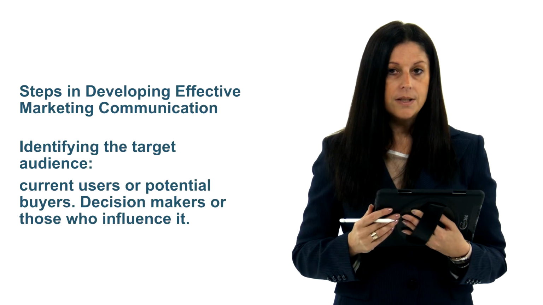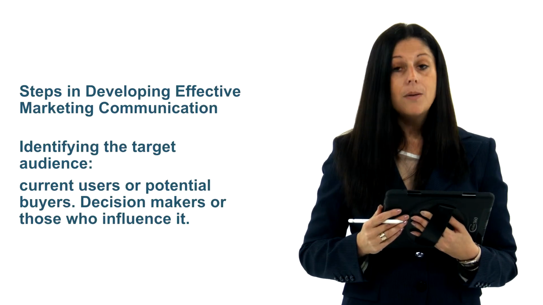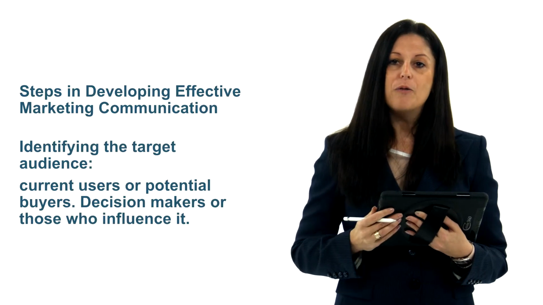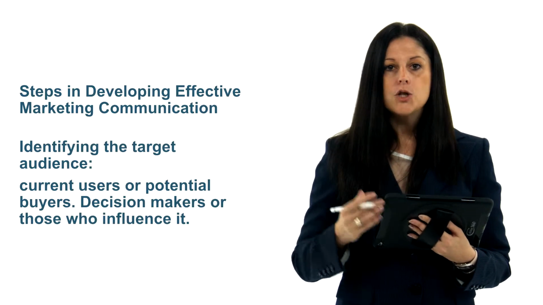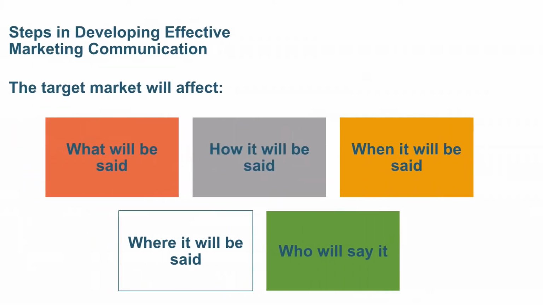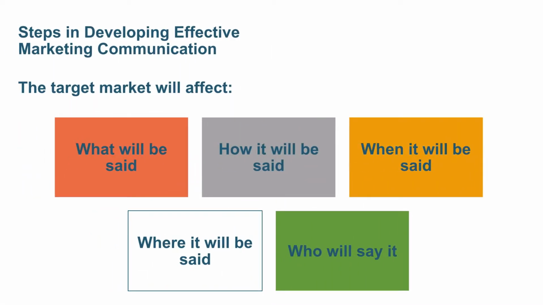Sometimes the target audience is exactly the target market, but sometimes the target audience is a subgroup of the target market. So the target audience will be the current users or potential buyers, decision makers, or those who are the influencers. So the target market will affect those 5 things: what will be said, how it will be said, when it will be said, where it will be said, and who will say it.